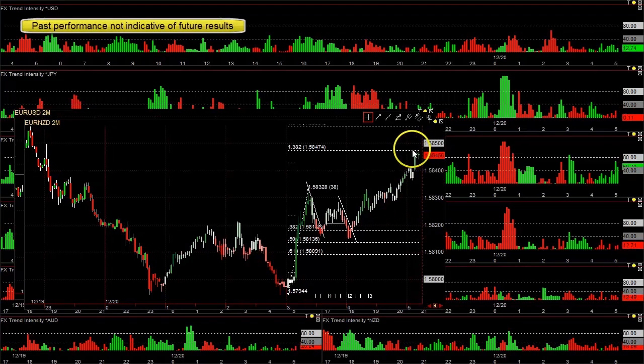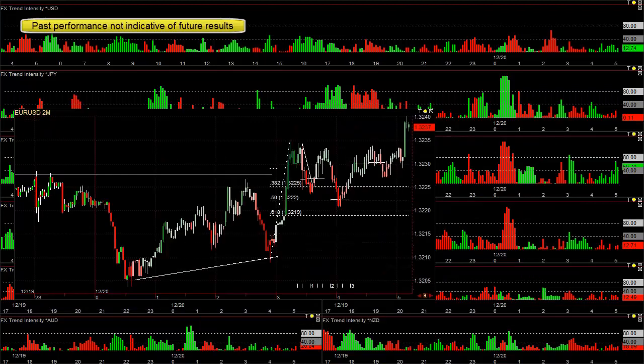And there it goes. You're out. You're in this at 20, out pretty much right near 50. You made almost 30 pips on that trade. And that's the nice thing about focusing on the best ones.